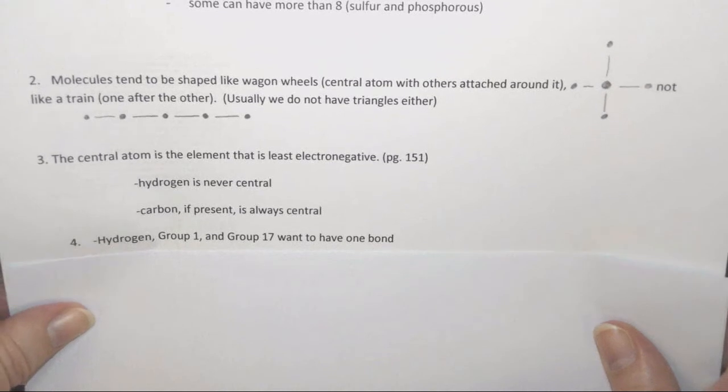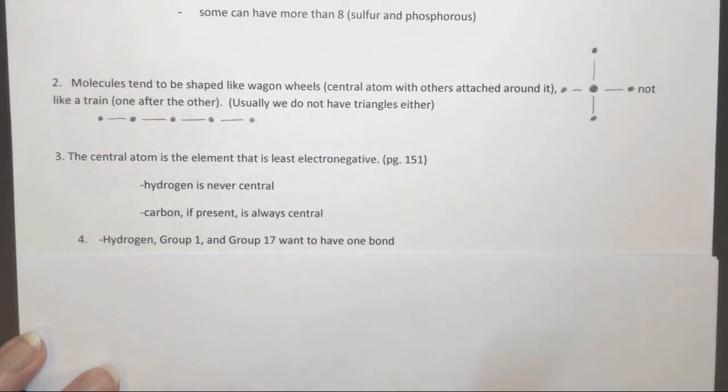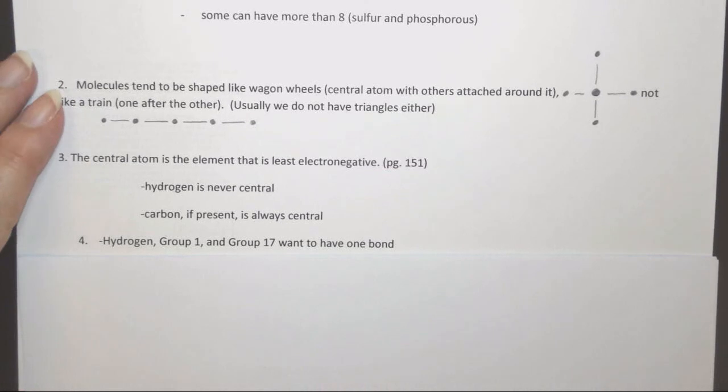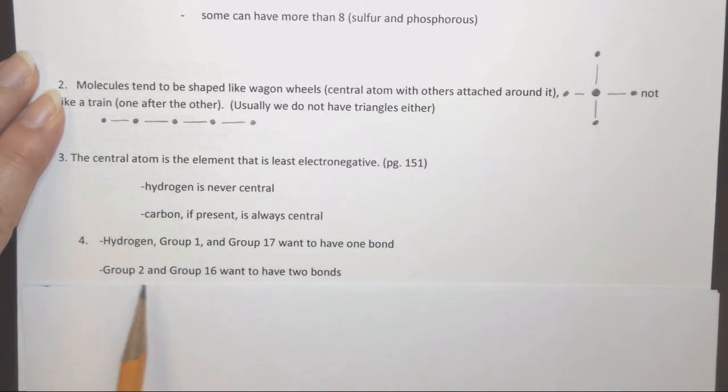The element hydrogen and the other group 1 elements and group 17 elements tend to only form one single bond to one other element. And this will make more sense once we actually start doing this. The elements in group 2 and group 16 tend to make 2 bonds, either 2 separate single bonds or a single double bond.